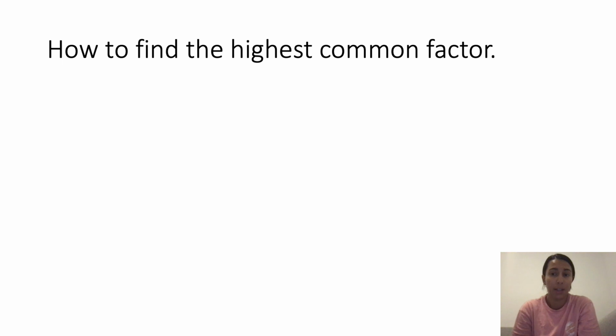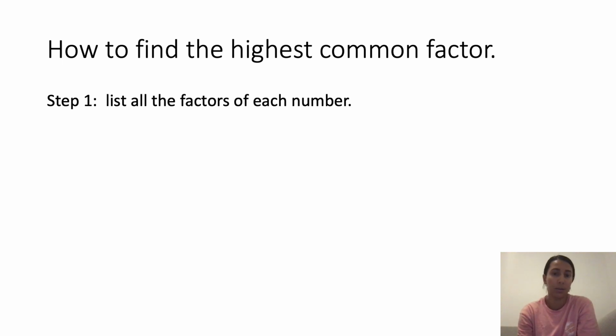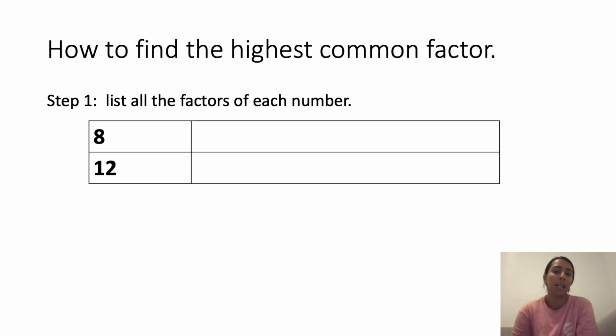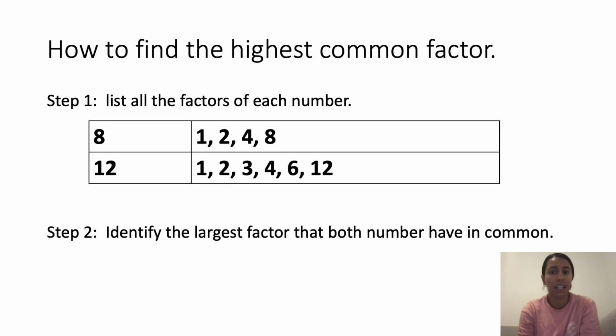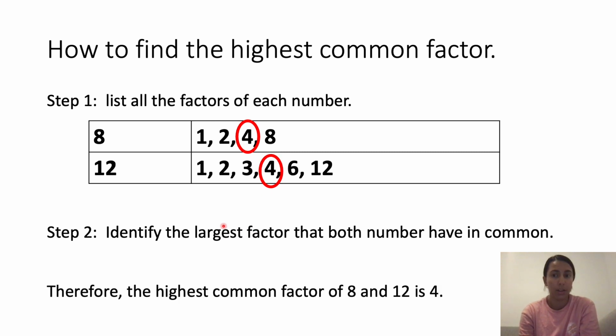So to find the highest common factor, the first thing you do is list all the factors in each number. So say I want to find the highest common factor of 8 and 12. I'm going to list all the factors of 8 and all the factors of 12. So they're written there. Then you want to identify the largest factor that they both have in common. So they both have 1 in common, but that's not the largest number. They both have 2 in common. That's not the largest, but they both have 4 in common. And that is the biggest number that they both have in common. So therefore, the highest common factor of 8 and 12 is 4.